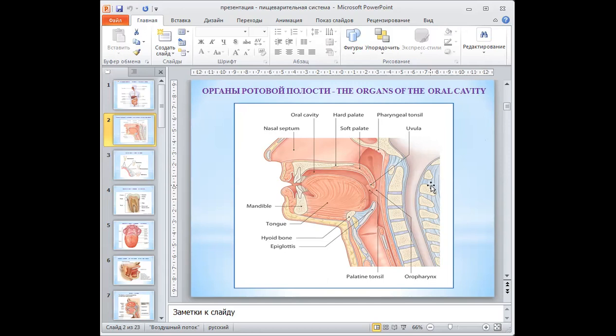There are a lot of muscles located near the soft palate. The first muscle raises the velum. Second, palatopharyngeal muscles. Third, palatoglossal muscles. And fourth, uvula muscles. The aperture which connects the oral cavity with the pharynx is called the fauces.